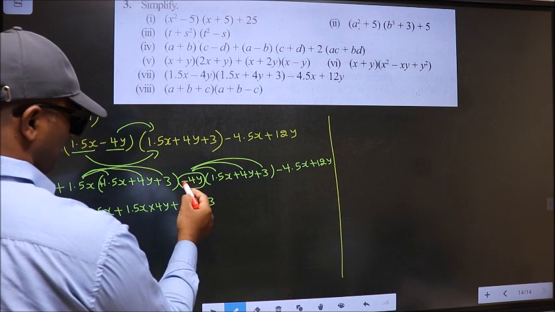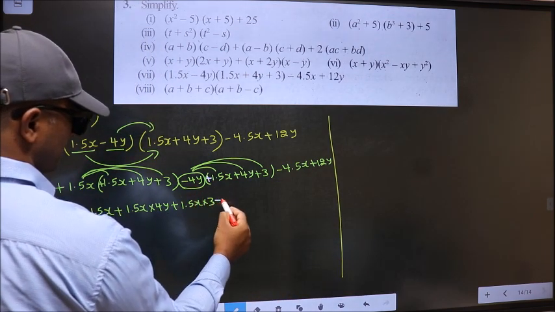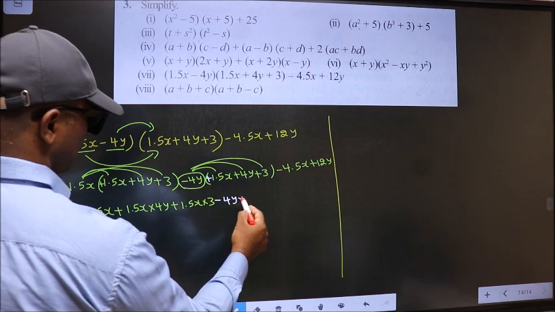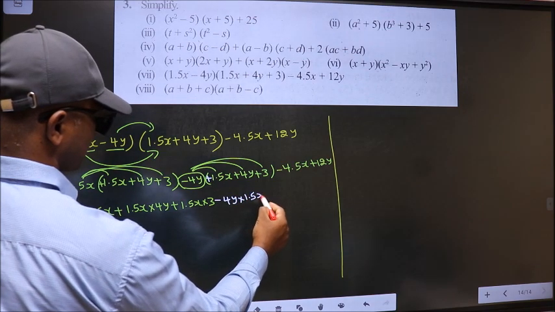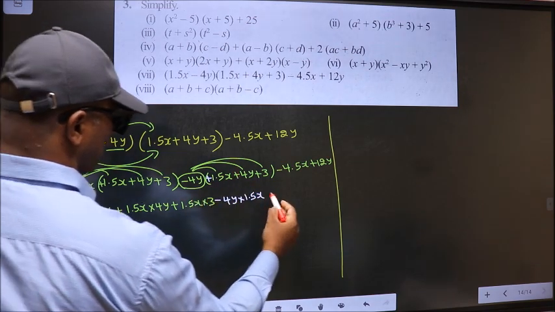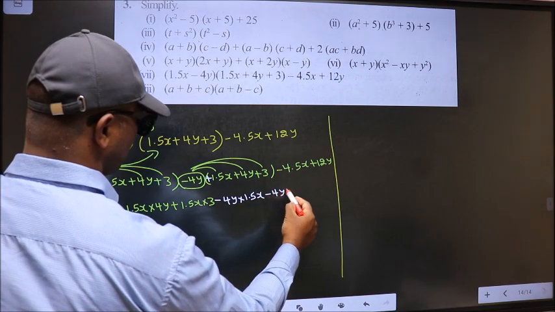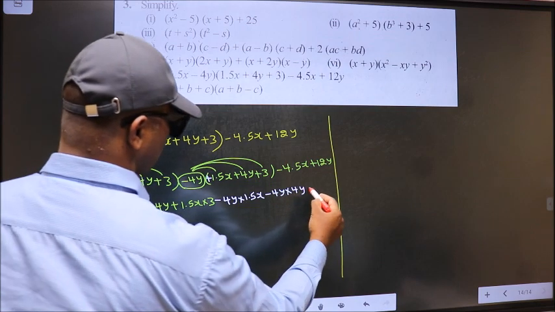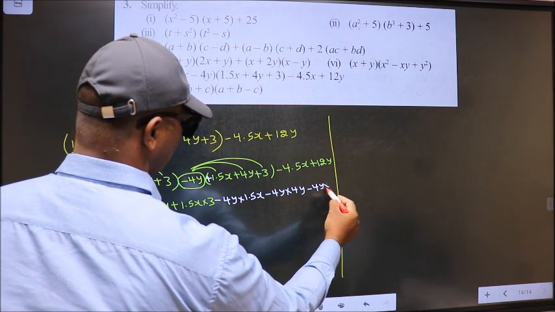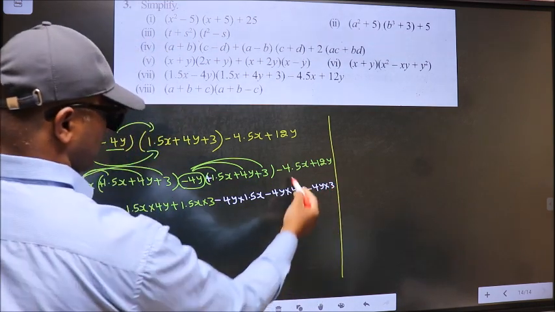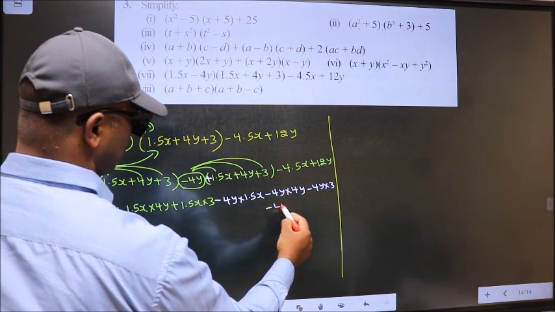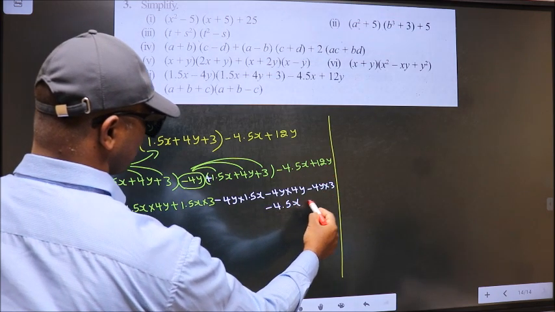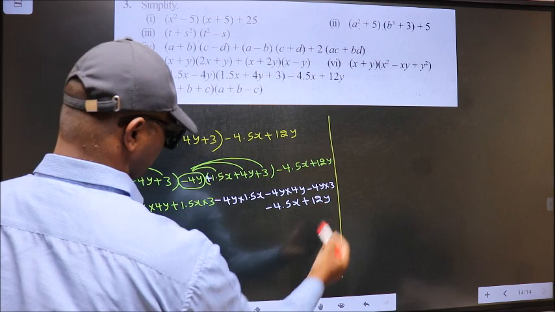That is minus into plus minus 4y into 1.5x, minus into plus minus 4y into 4y, minus into plus minus 4y into 3. This no change, minus 4.5x plus 12y.